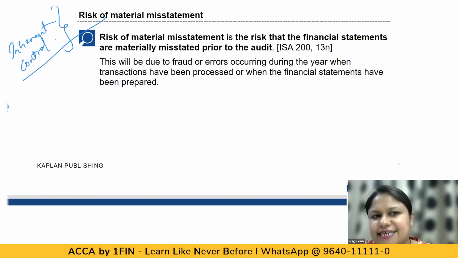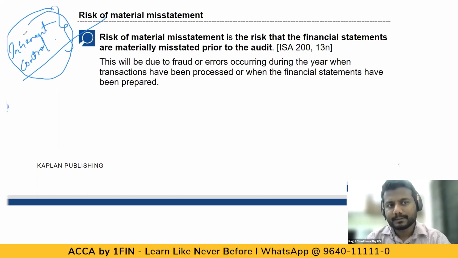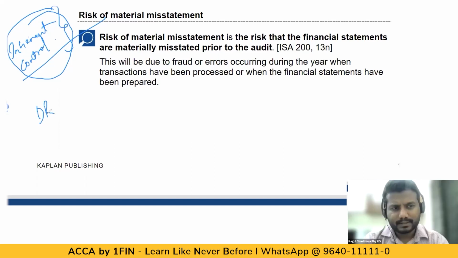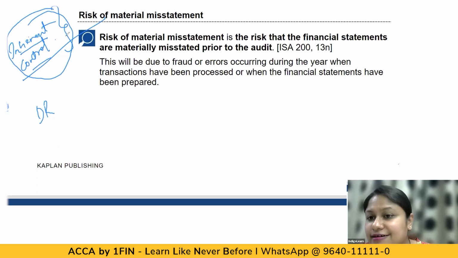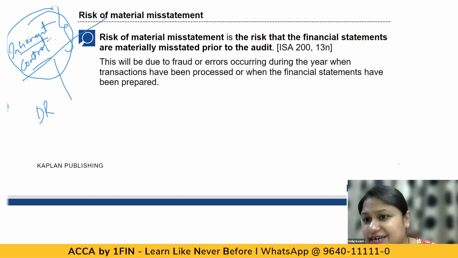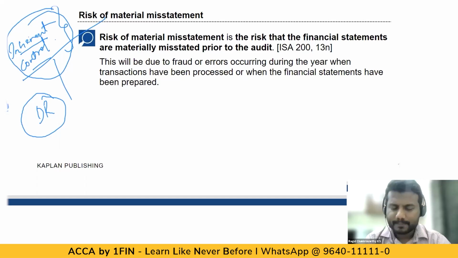Got it? And see, these two are not under our control. This, only checking we can do. But they are not under our control. But detection risk is totally under our control. Right? Got it? So that's the reason I told, inherent and control risk arise from whose side? Client side. Only checking is what we can do. But can we manage this kind of risk? No. But detection risk we can manage, we can control also from our end. Right? Got it? All right.